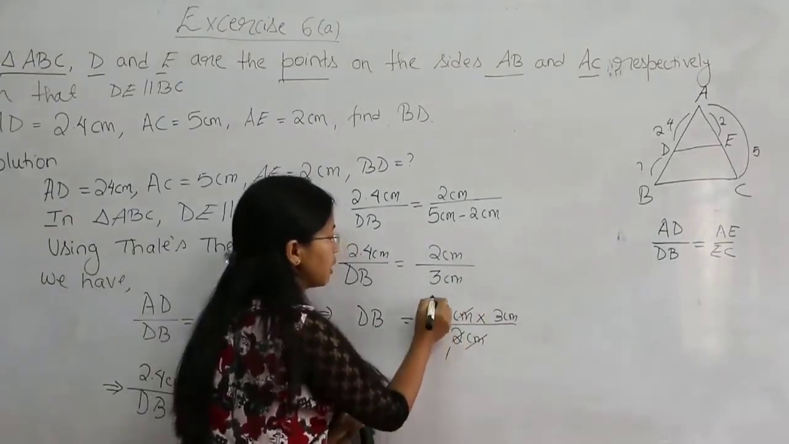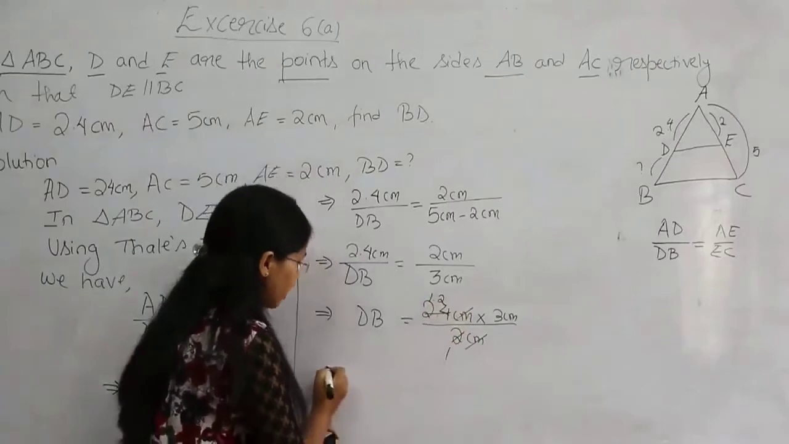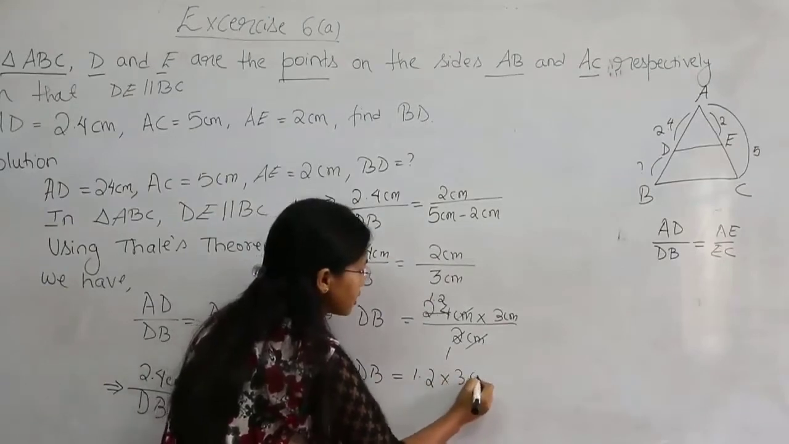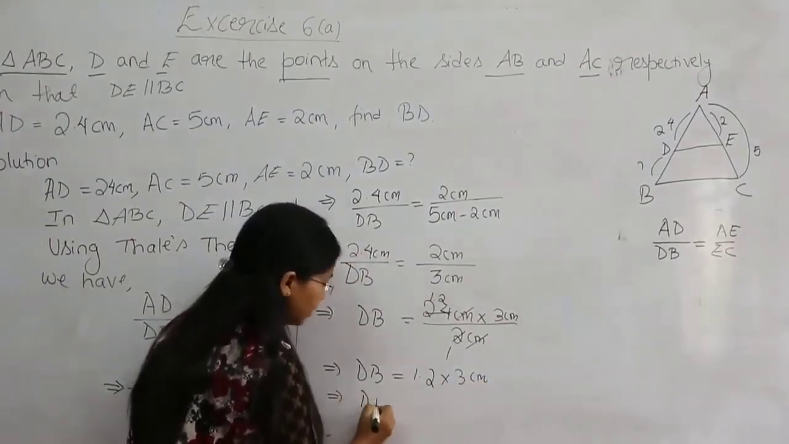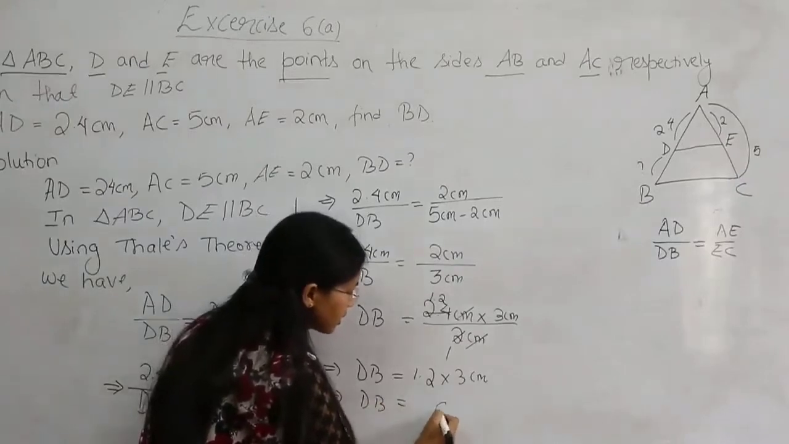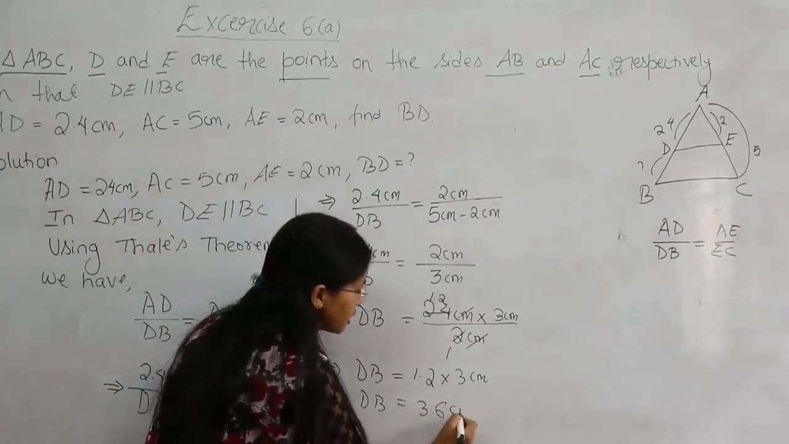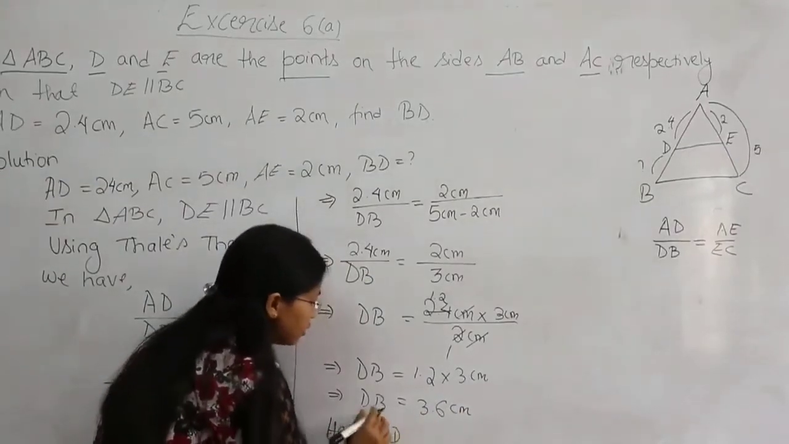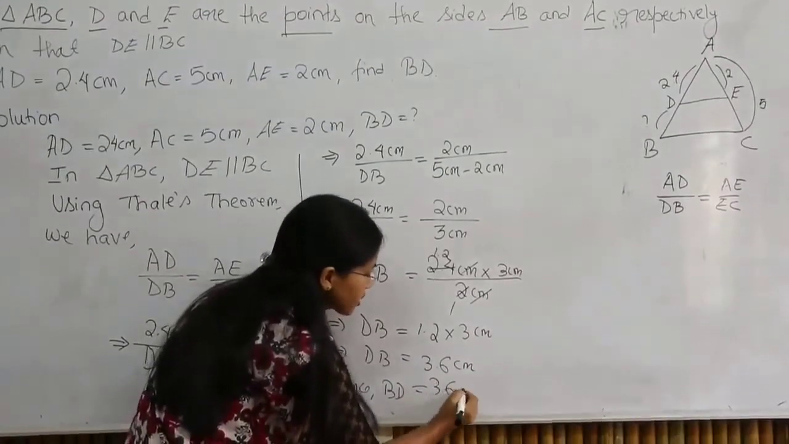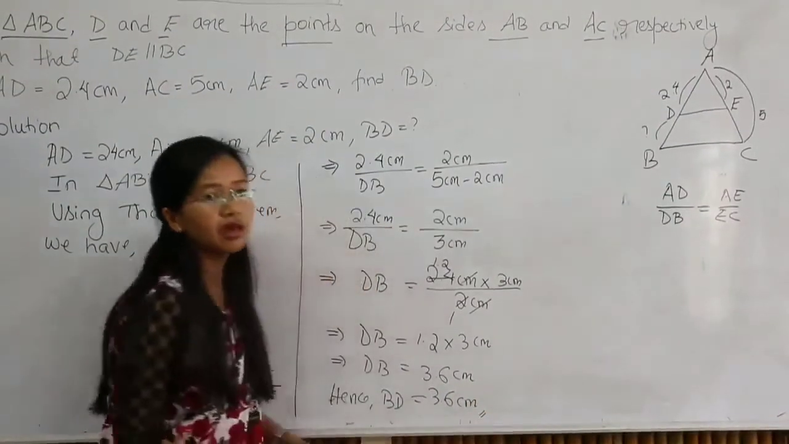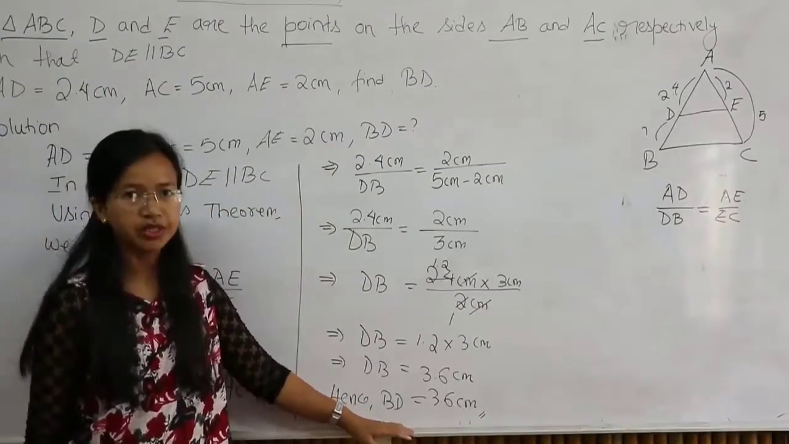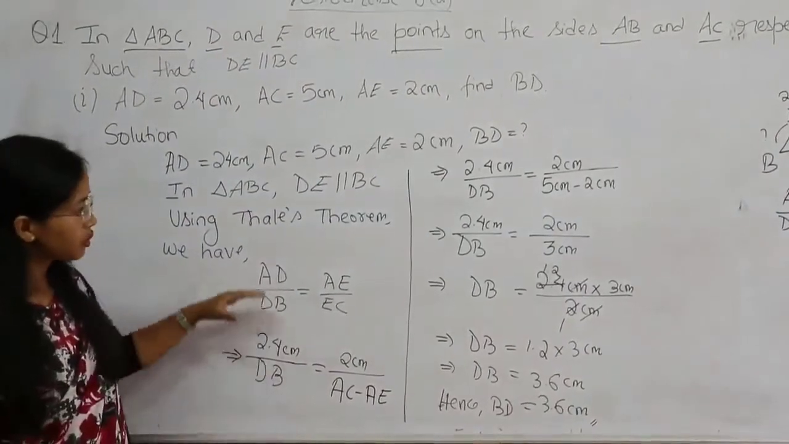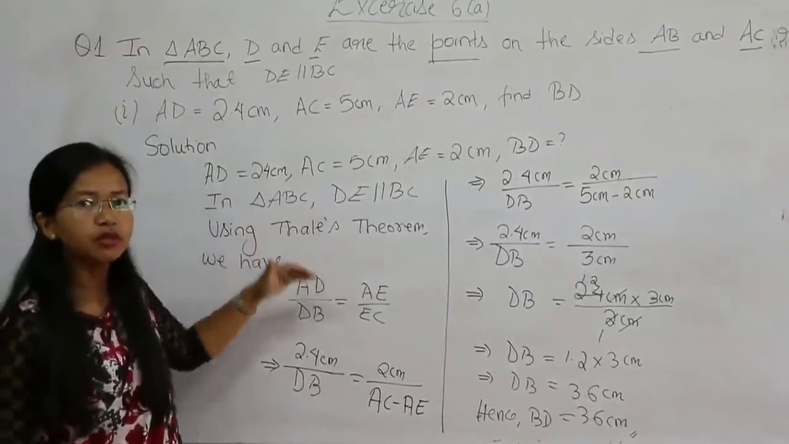We know 2 into 1 is 2, 2 into 1 is 2, 2 into 2 is 4. So this will change to dB is equal to 1.2 into 3 centimeter. So from here dB we get 3 into 2 is 6, 3 into 1 is 3 centimeter. Hence, dB or BD is the same, 3.6 centimeter. So this is the actual value of BD, right? I believe you have understood the steps of this problem. So we will do another problem by using the same theorem, alright?